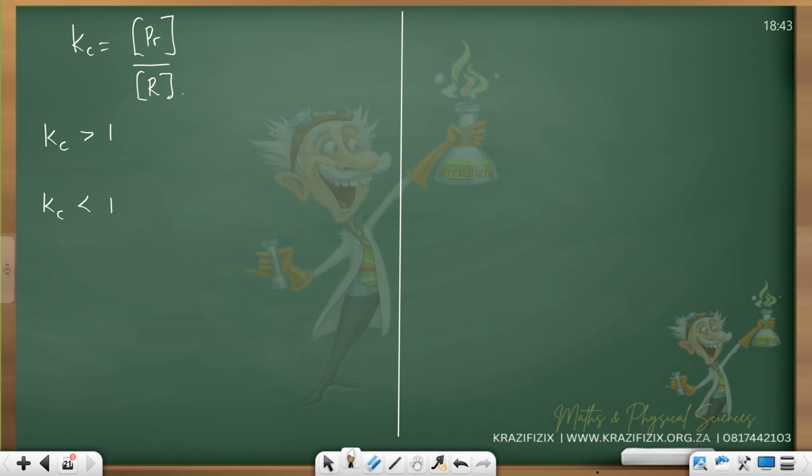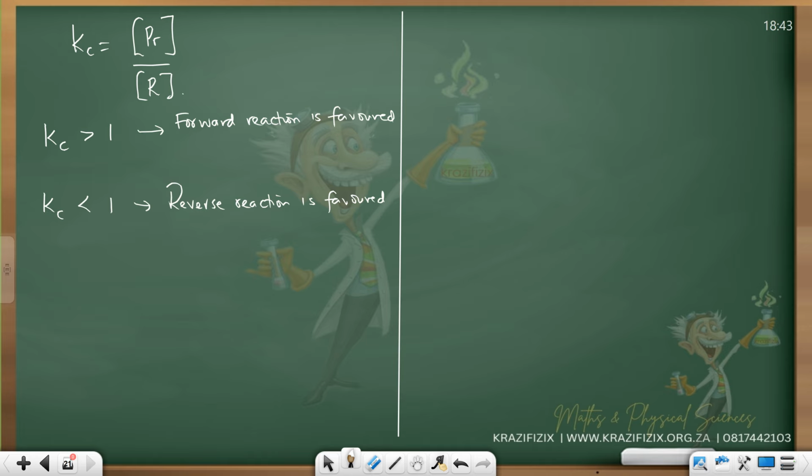If Kc is greater than 1, what does it mean? Here, we are talking about what? Forward reaction is favored. And that means we have more what? Products. Then the arrow is going that way. What about less than 1? The reverse reaction. You can see where the arrow goes. Reverse reaction is favored.